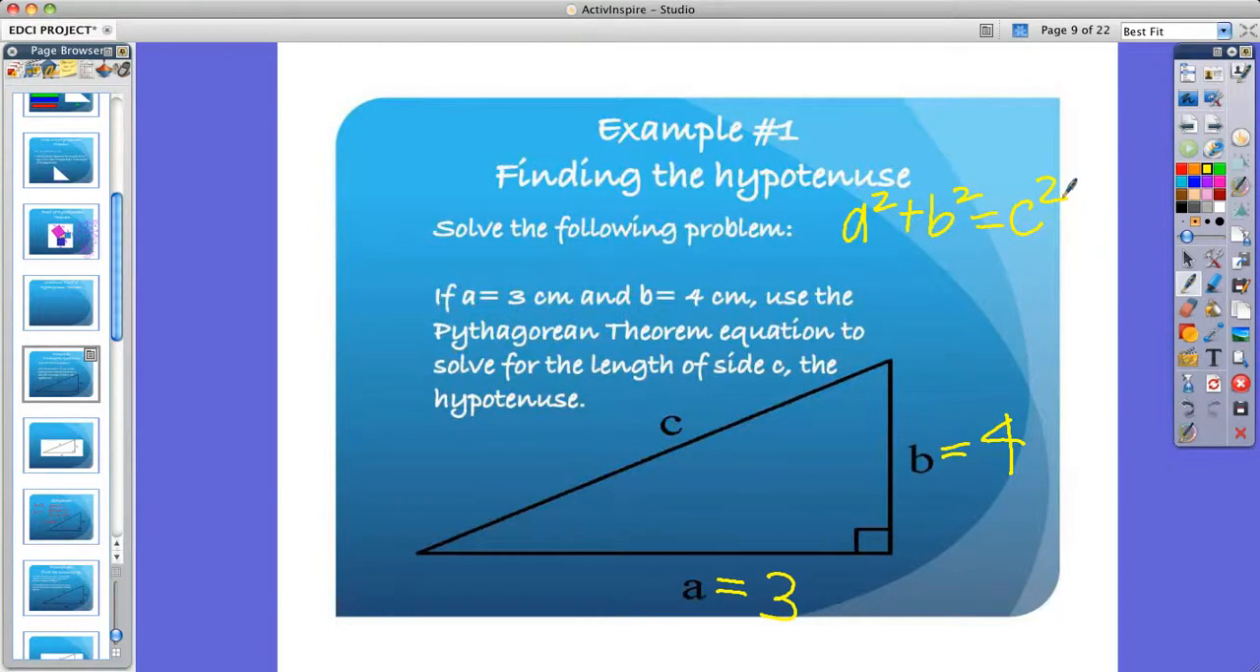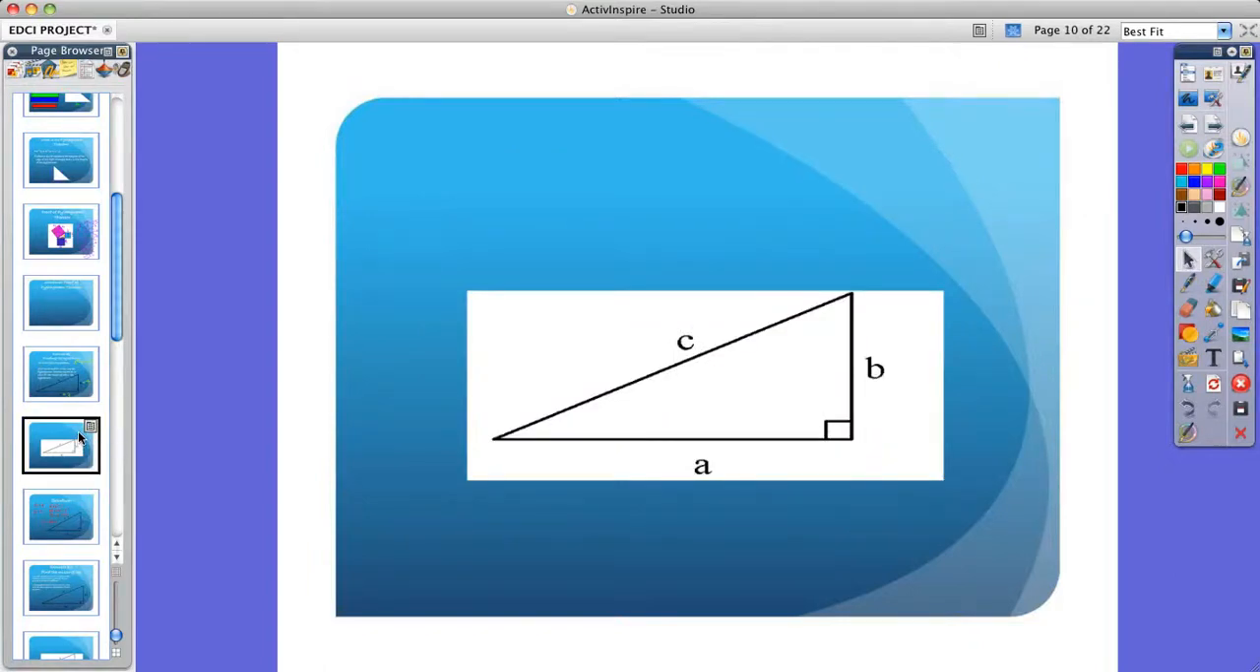So does anyone know what we would do now? Plug in the numbers. So square 3 and square 4. Here we have it again, and so would you like to come up to the board and work the problem? Sure.